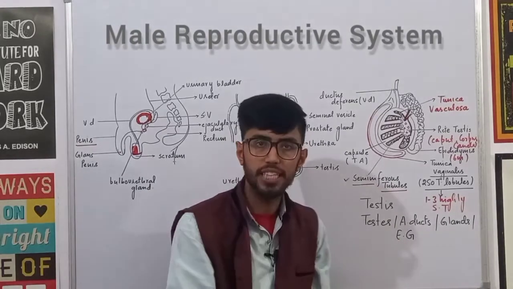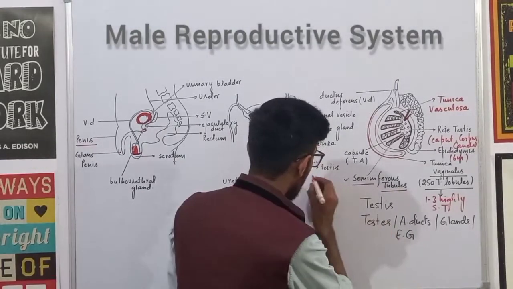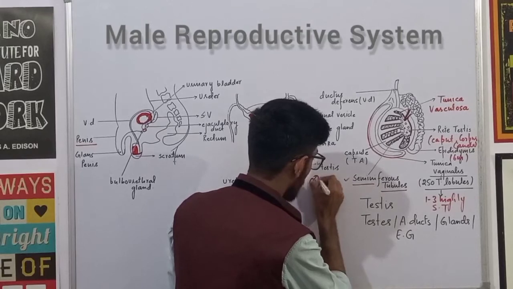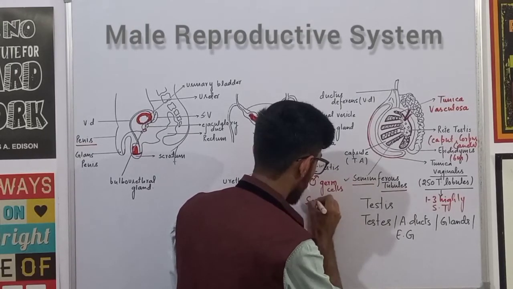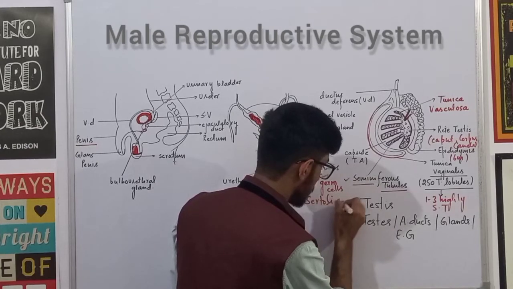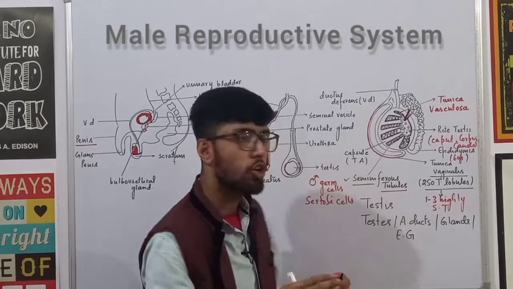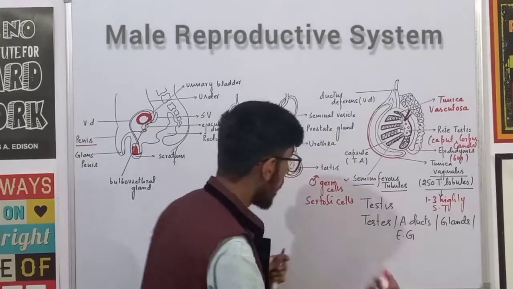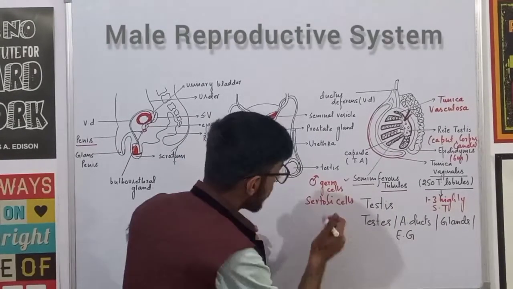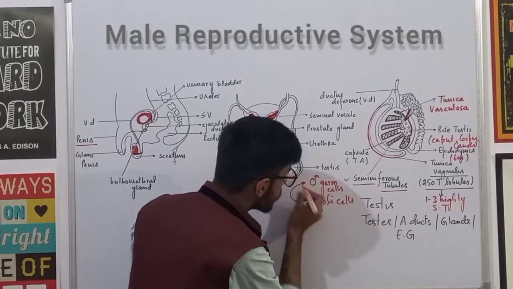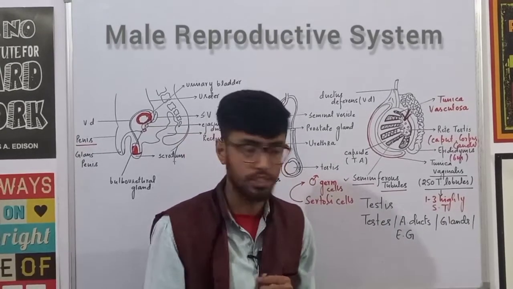There are two types of cells in seminiferous tubules. One is the male germ cells, and we have the Sertoli cells. Sertoli cells are also known as nurse cells. Why are they known as nurse cells? Because the work of a nurse is to provide nourishment. The Sertoli cells provide nourishment to the male germ cells.